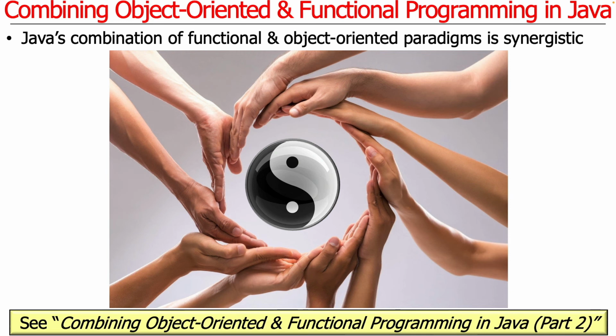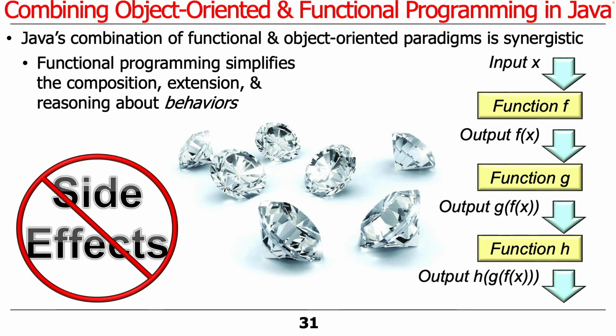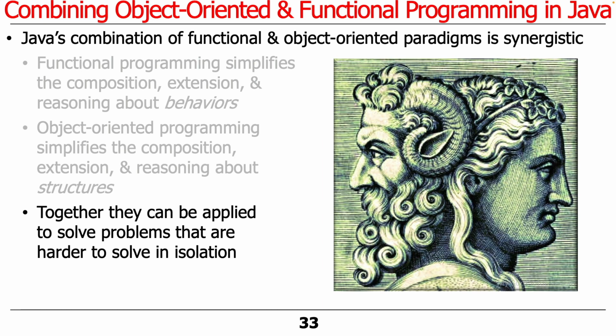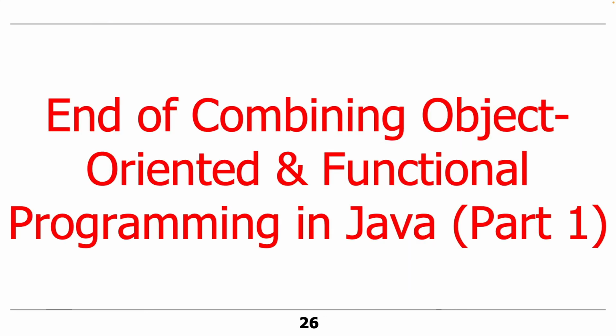So to summarize this discussion, Java's combination of functional and object-oriented paradigms is highly synergistic. For example, functional programming simplifies the composition, extension, and reasoning about behaviors, whereas object-oriented programming simplifies the composition, extension, and reasoning about structures. Together, functional programming and object-oriented programming can be applied to solve problems that are harder to solve in isolation. So that wraps up the first part of the lesson, where we discuss combining object-oriented and functional programming in Java and some of the benefits that come from that combination.